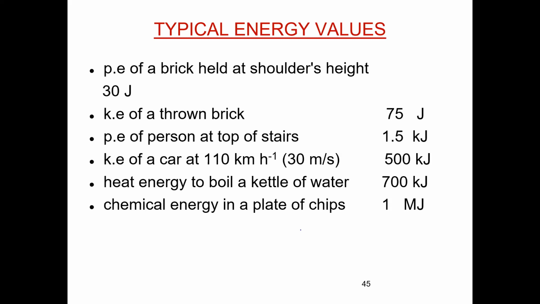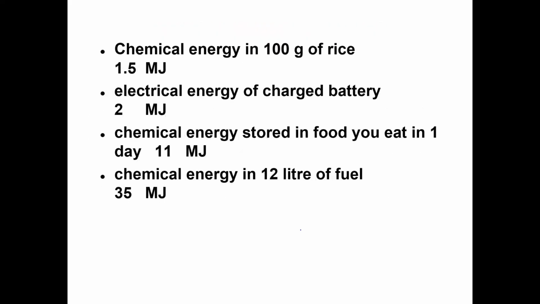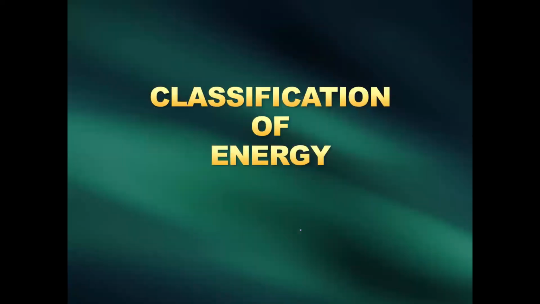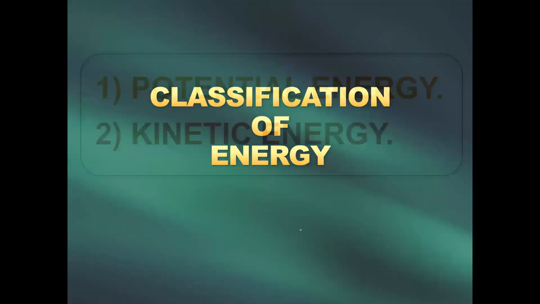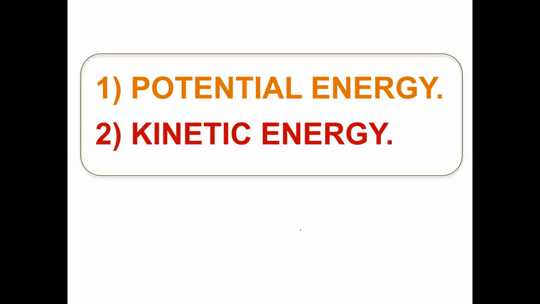Otherwise, what is the procedure? Remember some of the energy conversions to get an idea how to get another conversion. So for example, potential energy of a person at top of stair, 1.5 kilojoule. So you can use it for another energy, missing energy unit. Classification of energy. There are two types, potential energy and kinetic energy.